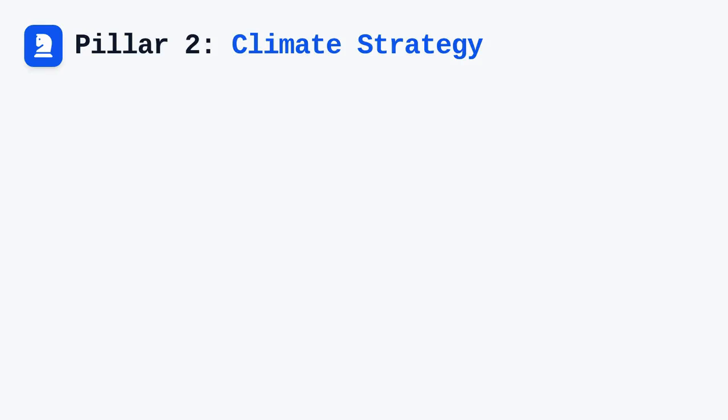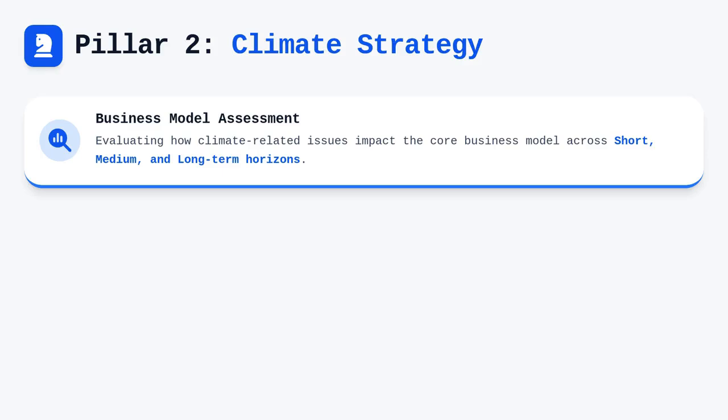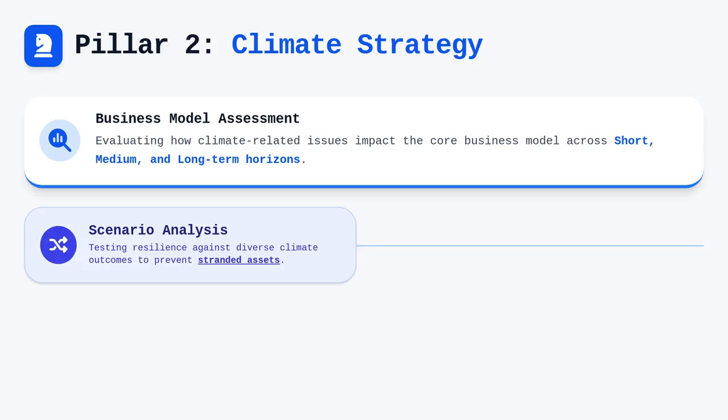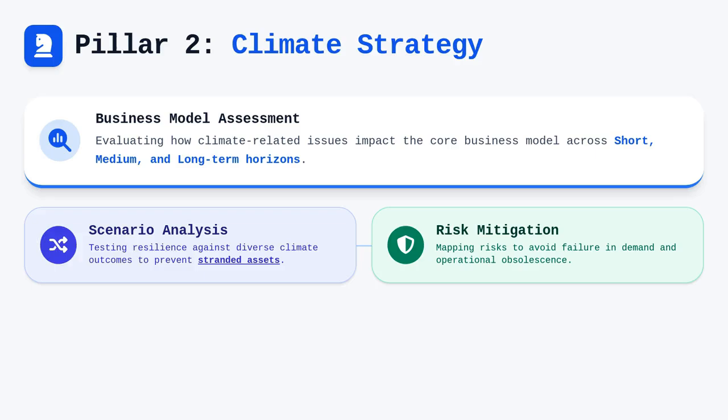Moving into the second pillar, we discuss strategy, which forces an organization to assess how climate-related issues actually impact their business models under different scenarios. This is where the framework becomes quite practical, as it demands an evaluation of potential impacts over short, medium, and long-term horizons. A key requirement here is the use of scenario analysis to test the resilience of the current business model against diverse climate outcomes.